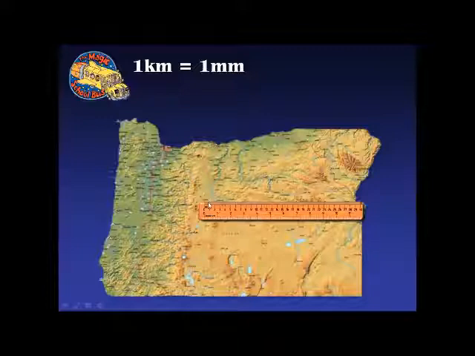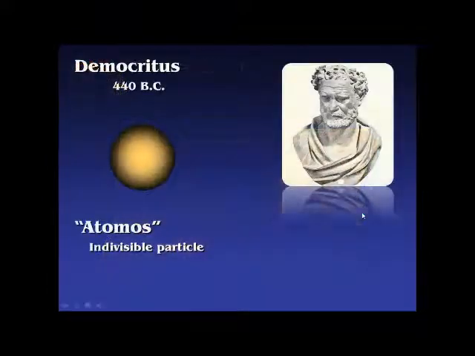So think about how many pieces of dust it would take to make a ruler that stretched from here to Idaho. And that's how many atoms are in a ruler. A ridiculous number, an absolutely ridiculous number of atoms in the most common everyday objects. So atoms are just incredibly, incredibly small.